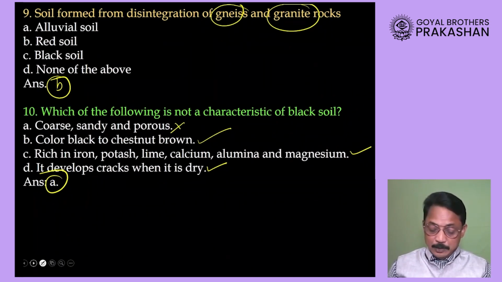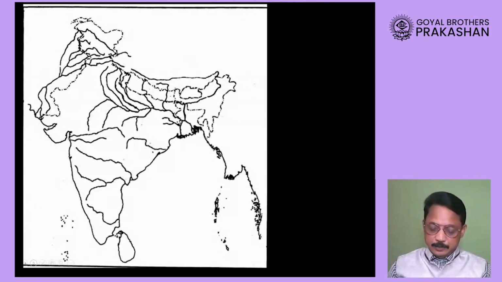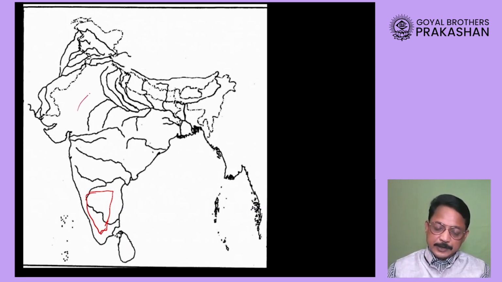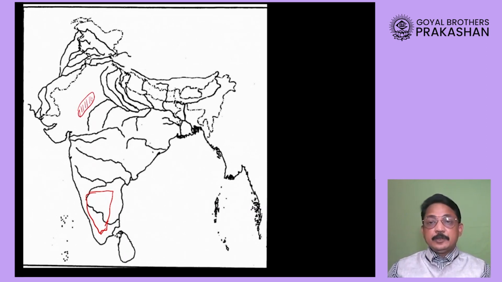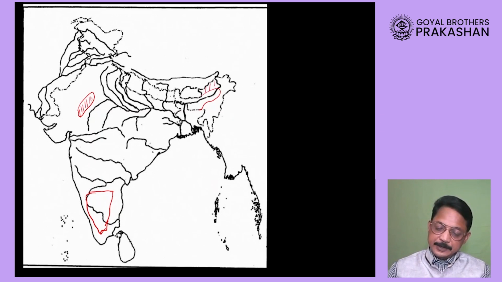Now, one more type of question that is to be studied is the map work. If the question is asked, show red soil in southern part of India, so you will be showing it here, southern part of India. Now, if the question is northwestern part of India, so red soil northwestern part is over here. If they are shown in a northeastern part, so remember you have to exclude this part, and this remaining part is the area of red soil.